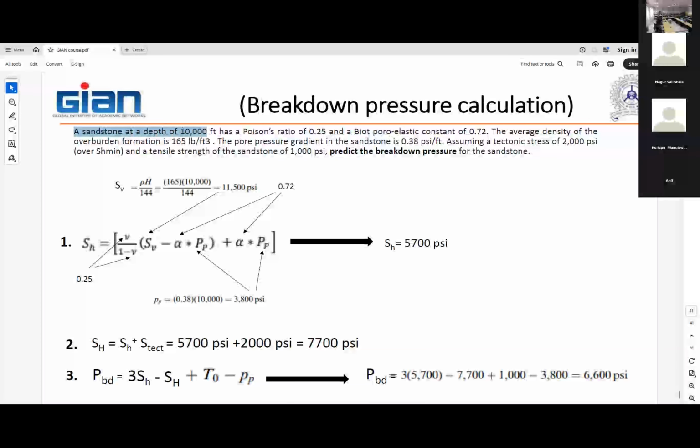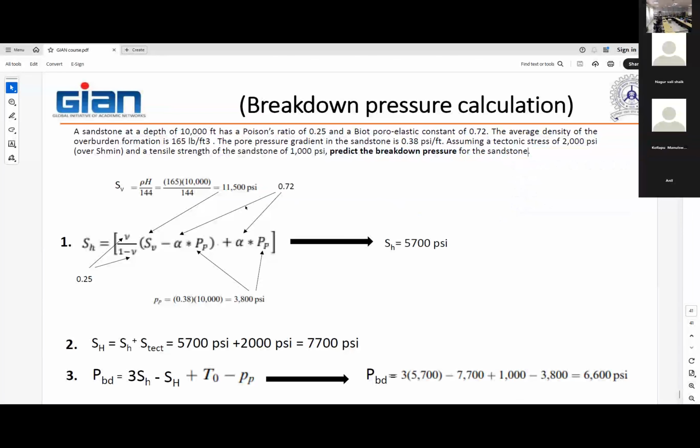A sandstone at a depth of 10,000 feet has a Poisson's ratio of 0.25 and a Biot poroelastic constant of 0.72. The average density of the overburden is 165 pounds per feet cube. The pore pressure gradient in the sandstone is 0.38 psi per foot. Assuming a tectonic stress of 2000 psi over the SH min and a tensile strength of the sandstone of 1000 psi, predict the breakdown pressure of the sandstone. So this is what we want to calculate.